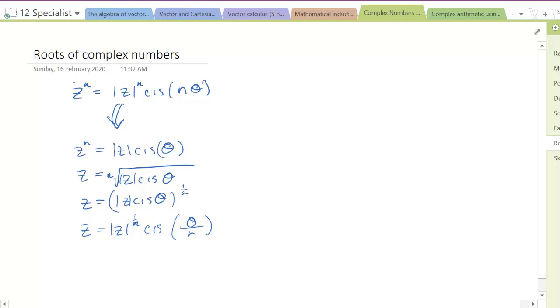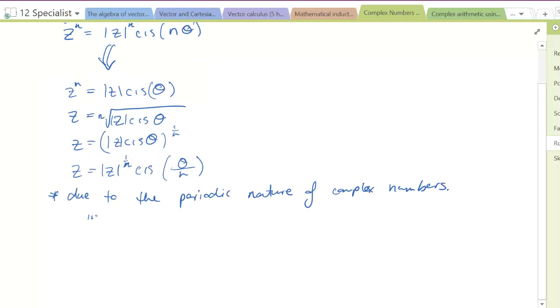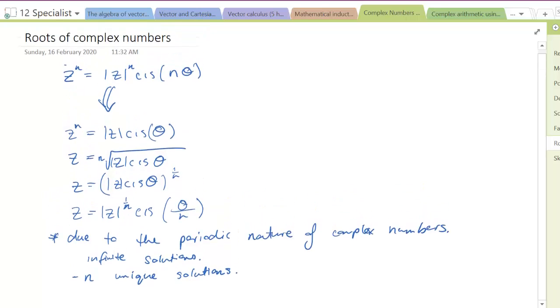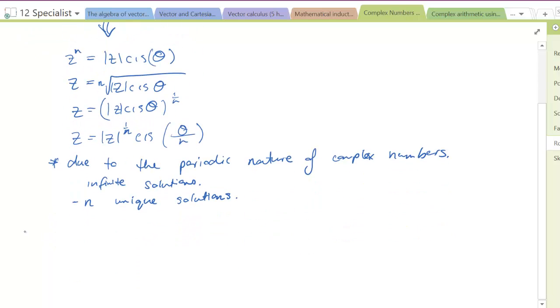We're trying to find the roots of complex numbers. Now, it should be noted there, due to the periodic nature of complex numbers, there are going to be infinite solutions. However, due to the coterminal nature, there are only going to be n unique solutions. And that's what we're looking for. We're looking for the unique solutions. So we'll go through an example, and you'll see that this is pretty straightforward.